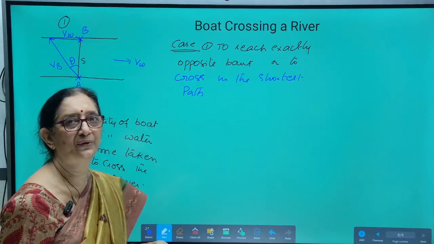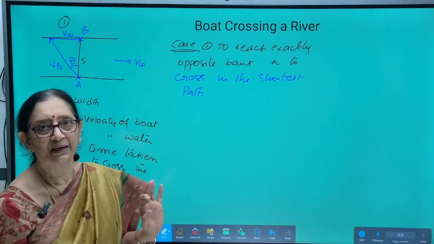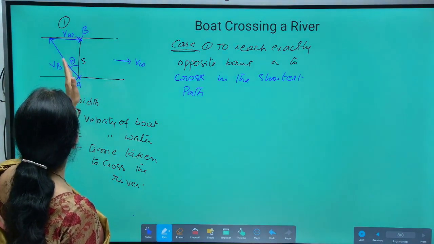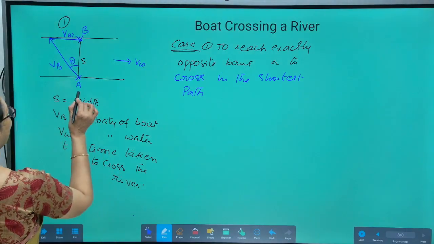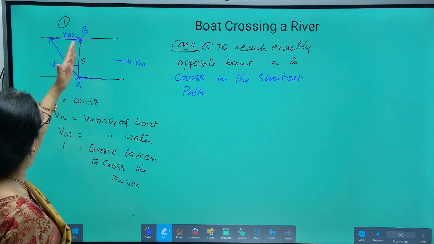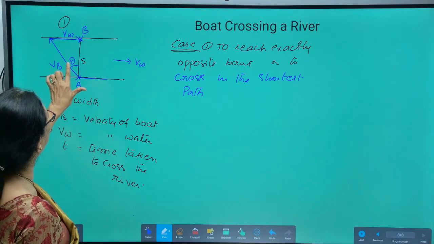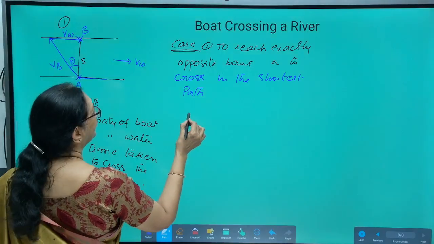In order to reach exactly the opposite bank, he has to row the boat at some angle with the normal of the flow. Actually, this is the flow direction, this is the normal of the flow. With the normal of the flow, he is making an angle theta. So, now we want to find out theta.